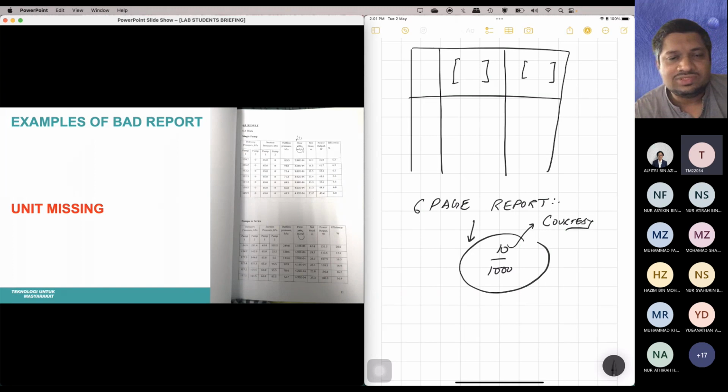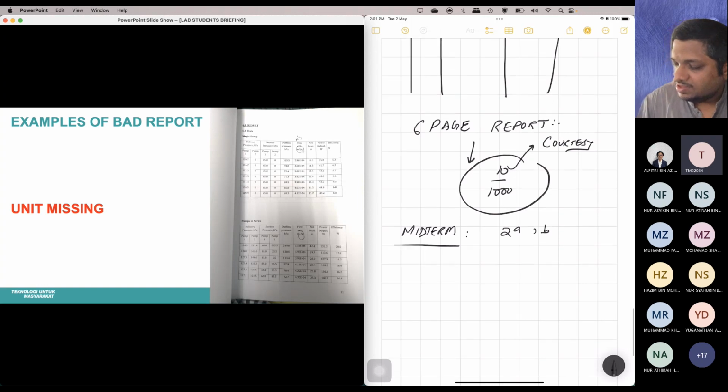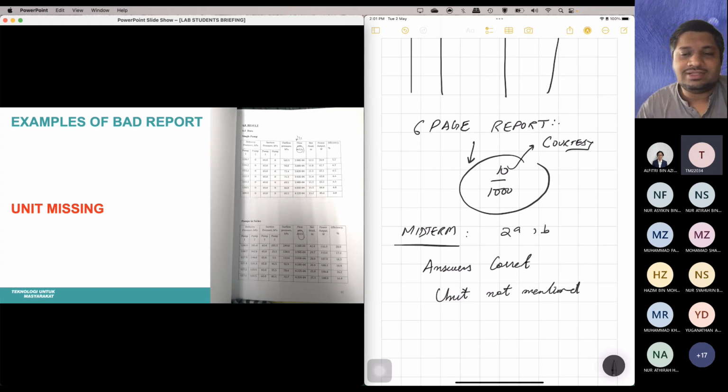So in plastic processing, you have to mention the process parameters. Please mention the units of process parameters. In our midterm also, for question number 2, part A and part C, all the answers were correct, but the unit was not mentioned. In the bending part, the unit was not mentioned by the student.